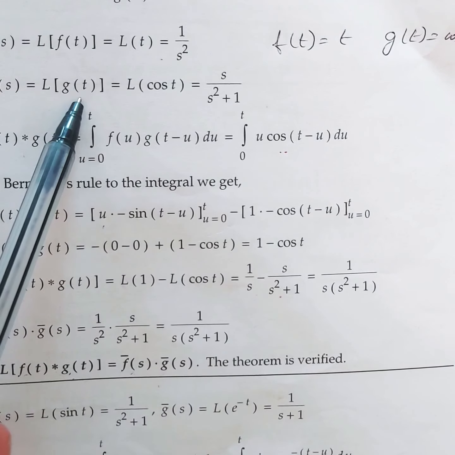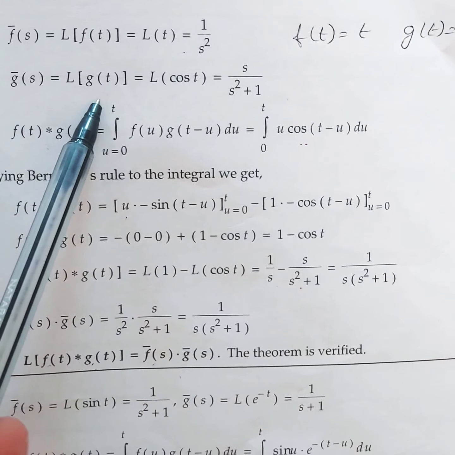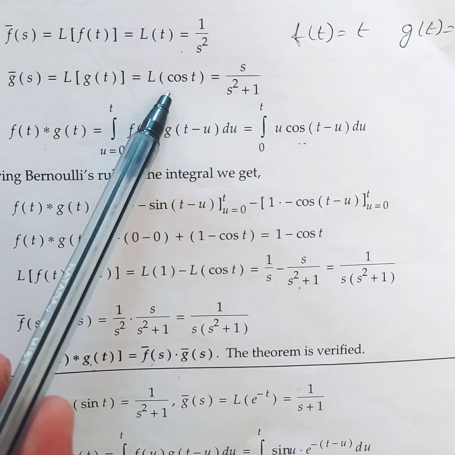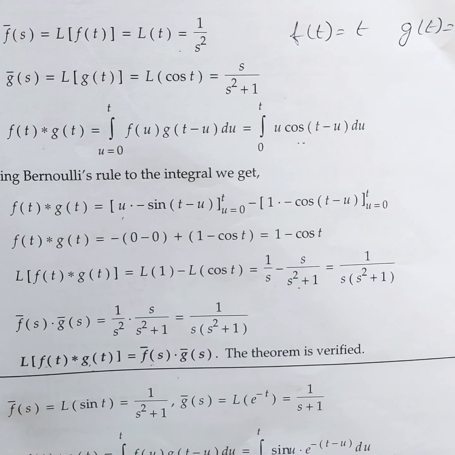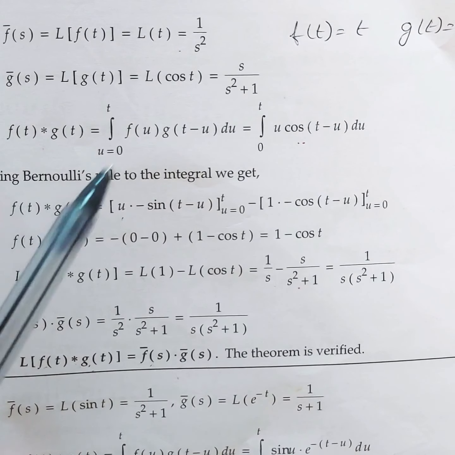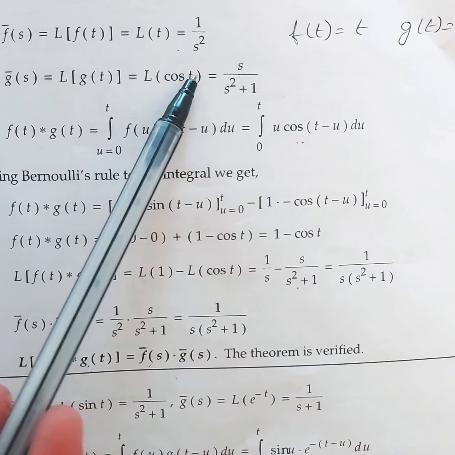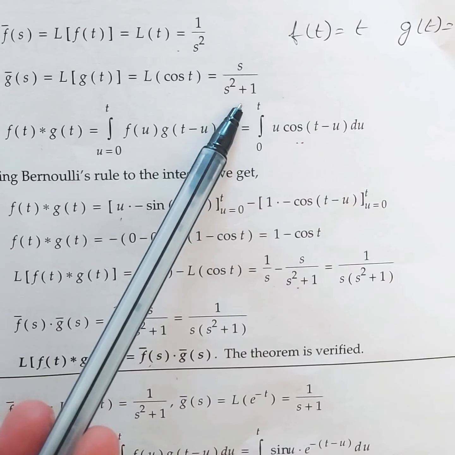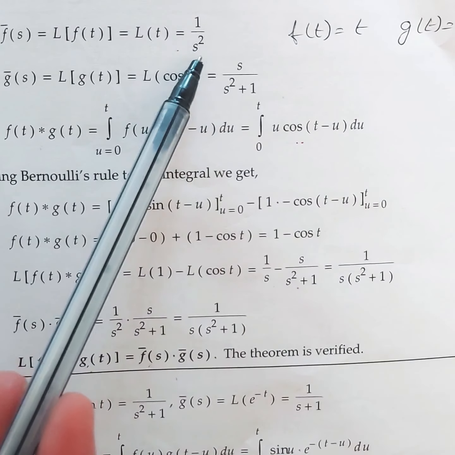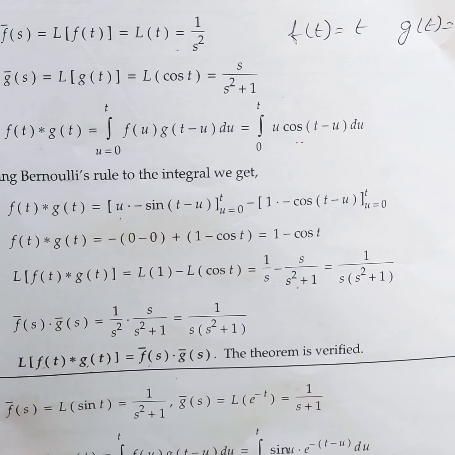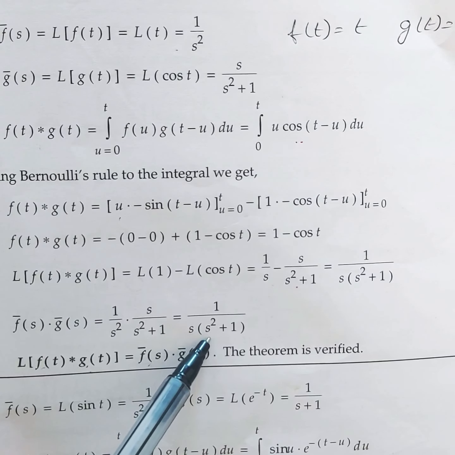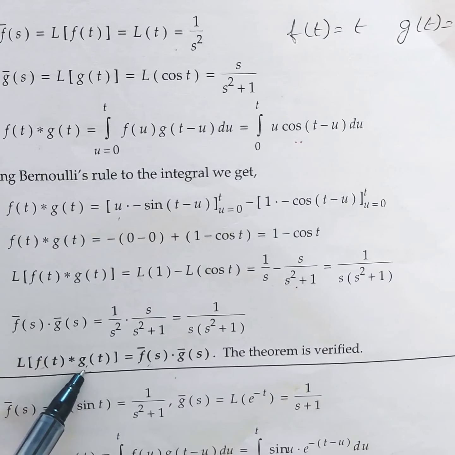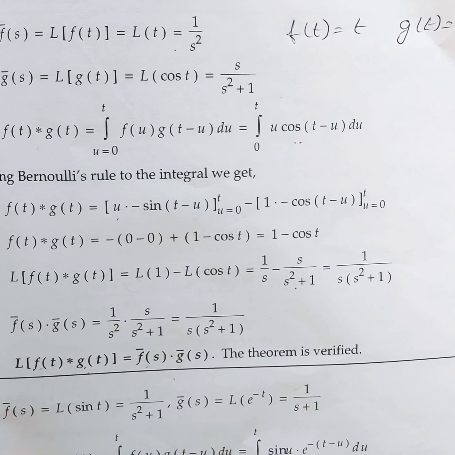Similarly, Laplace of g of t is nothing but g bar of s, correct? So Laplace of cos t, that is my second function, the formula is s by s square plus 1. Now we got the right hand side. The right hand side is 1 by s square into s by s square plus 1. So this s and this s will get cancelled, and on the right hand side I will get 1 by s into s square plus 1. So this is the right hand side. We have to find the left hand side, and if both are equal, then the theorem is verified.